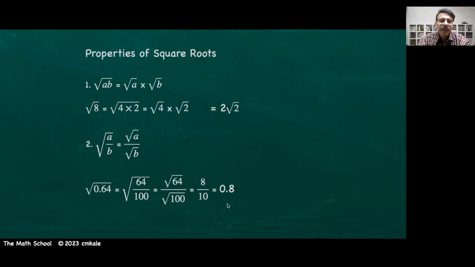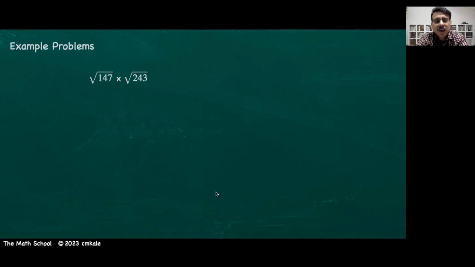From these two examples, I think you have understood how we can use these properties to evaluate expressions which involve square roots. Let us see one more example. Let's say you are evaluating square root of 147 multiplied by square root of 243. To solve this problem, if you remember our lesson on factorization, we need to apply factorization to both these numbers and see if we can find pairs of numbers which can be moved out of the square root sign.